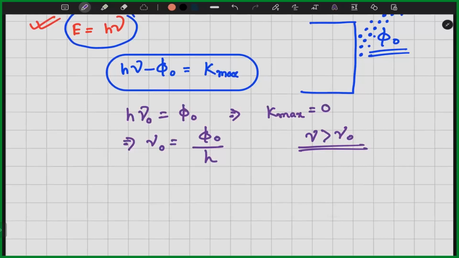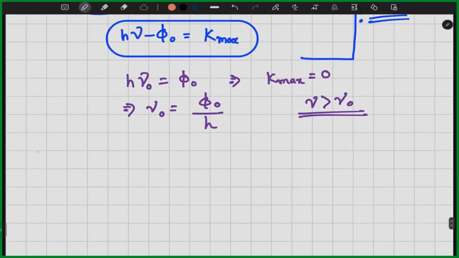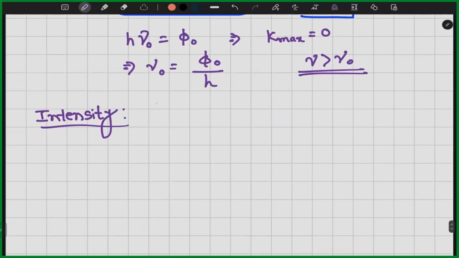Now we have to explain the intensity part. Now we know frequency. So in this context, we have to now explain the intensity. What is the intensity? Intensity of the radiation. Intensity of the radiation is very important.